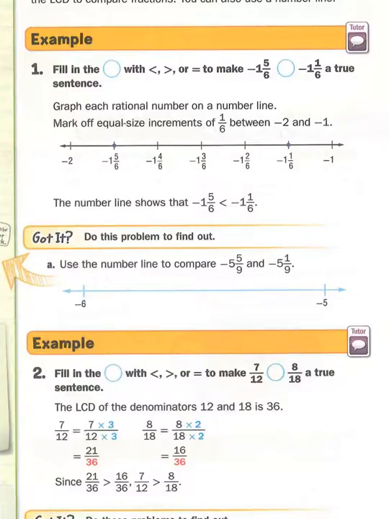Okay, so let's go on to the next page of our notes, and we are actually going to start comparing some rational numbers. So this first problem, it says to fill in the circle with the less than, greater than, or equal sign symbol to make this true. -1 and 5/6 compared to -1 and 1/6.